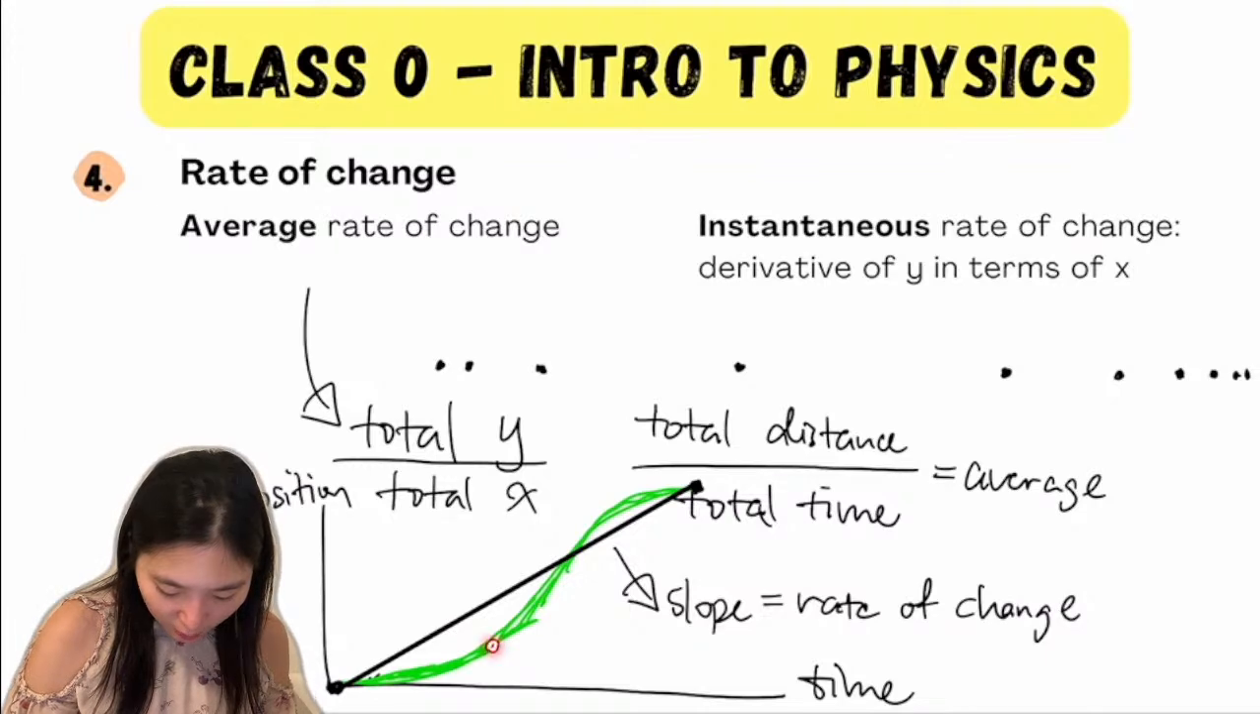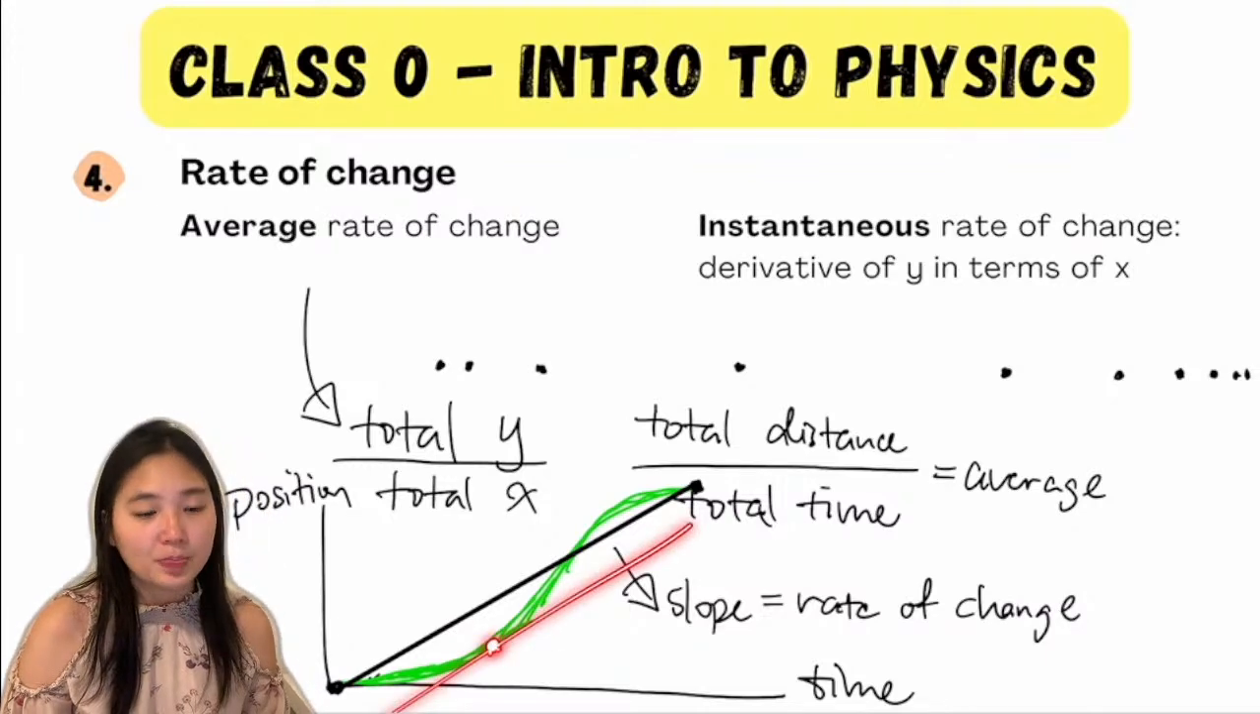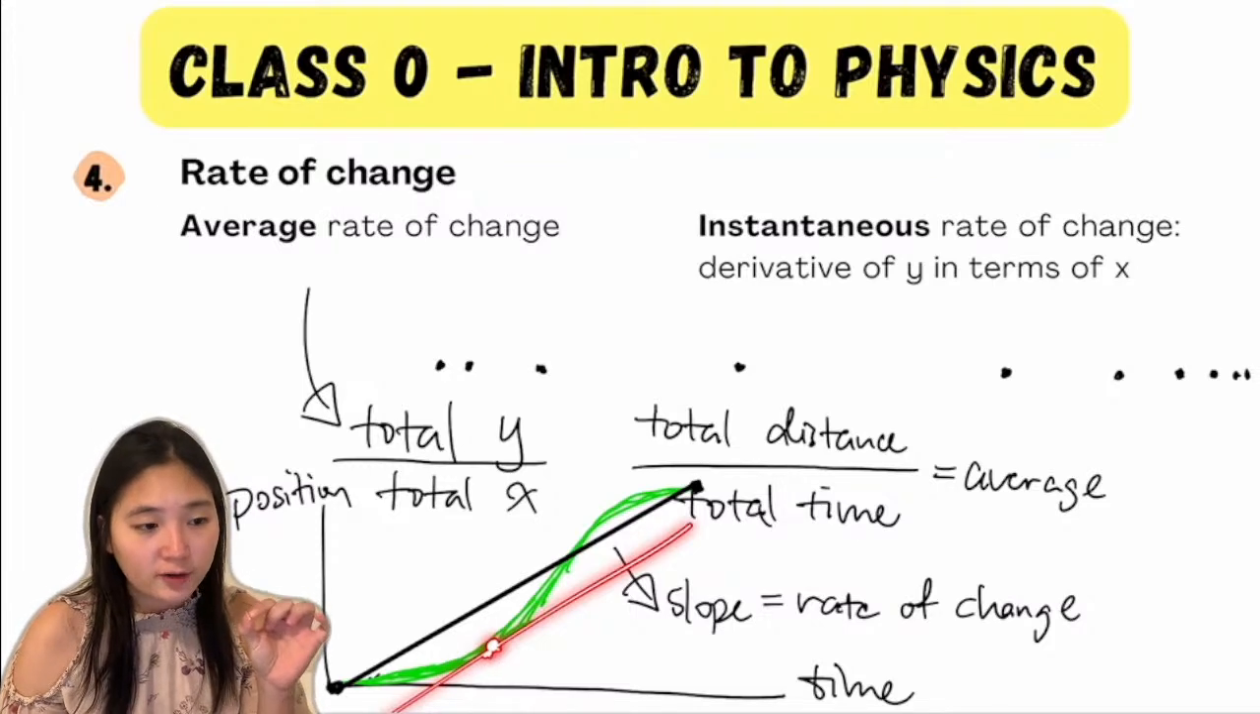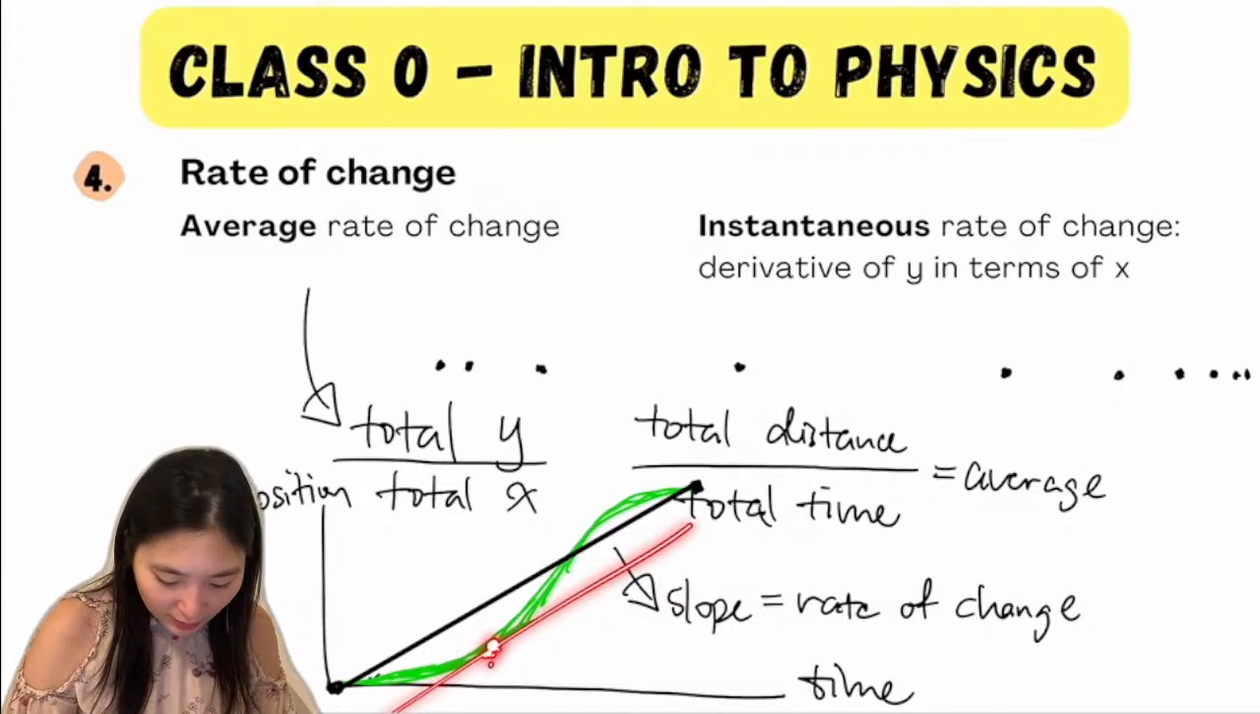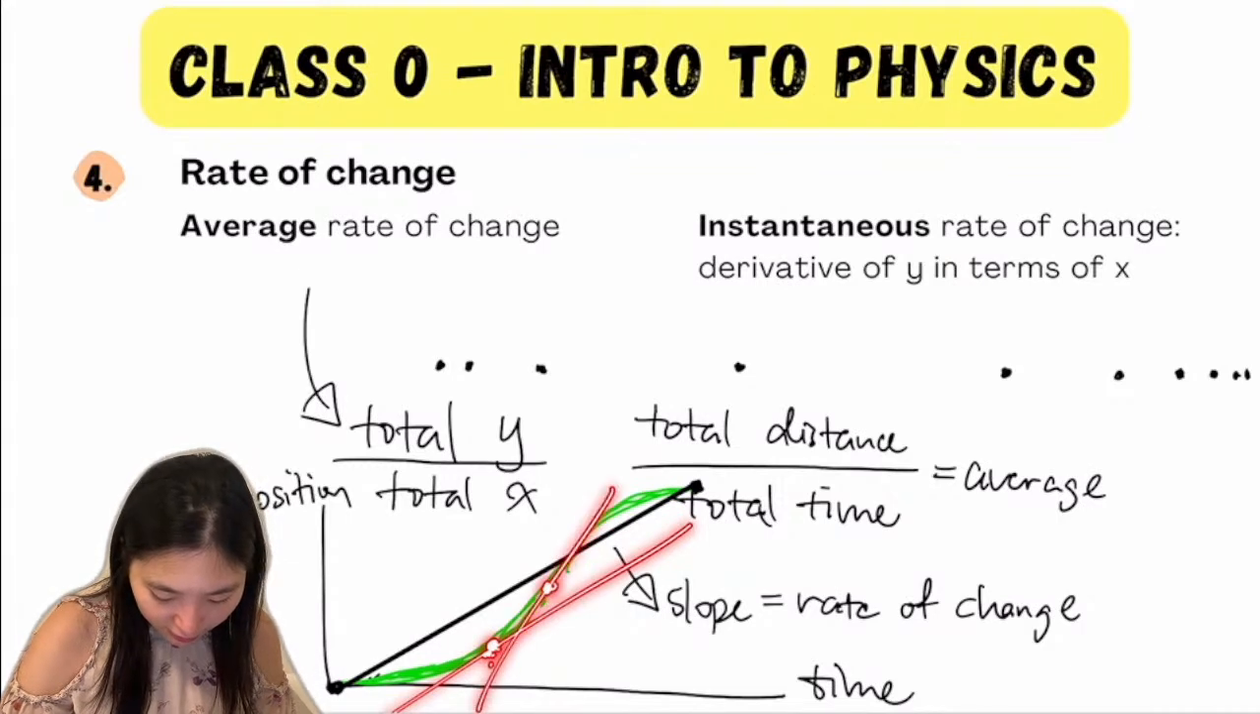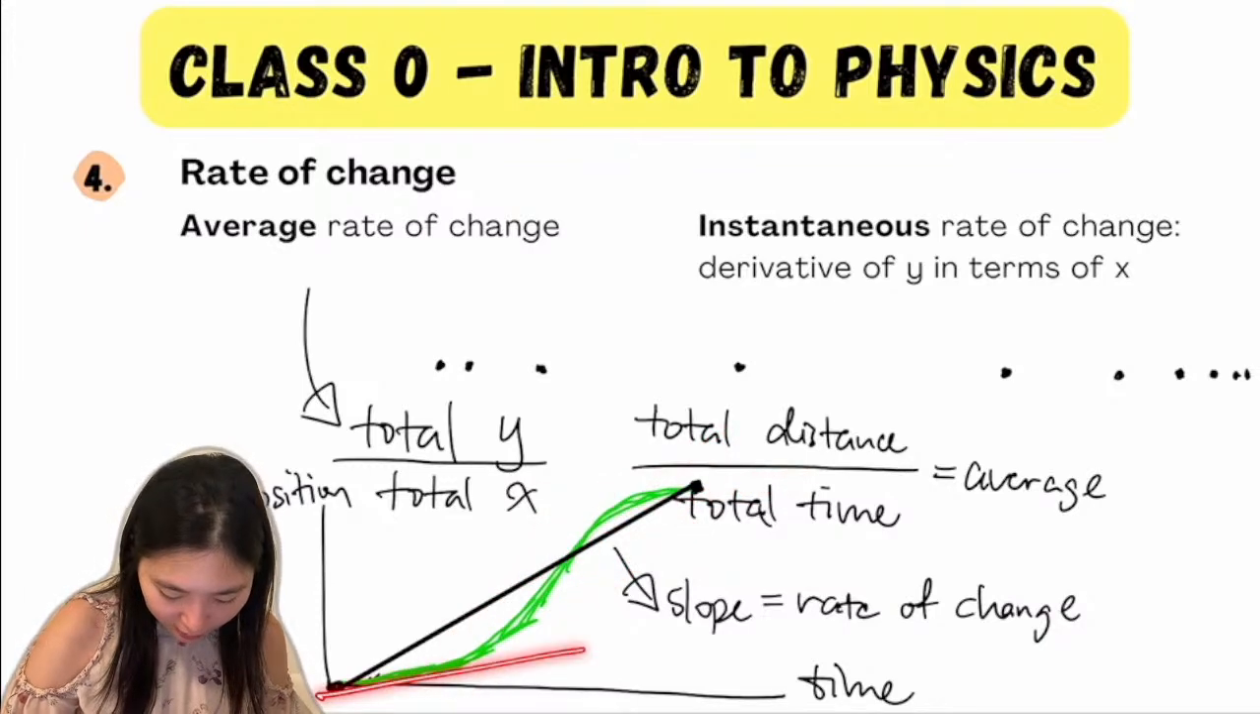So let's say at this point, how I draw a tangent line is by drawing a line that's just touching this curve, not crossing it. And at this point, this is how I draw the tangent line. And at this point, this is how I draw it. At this point, this is how I draw the tangent line. And here, this is how I draw the tangent line.